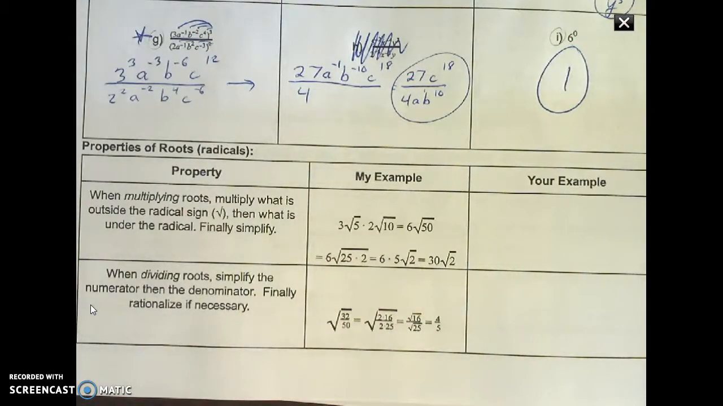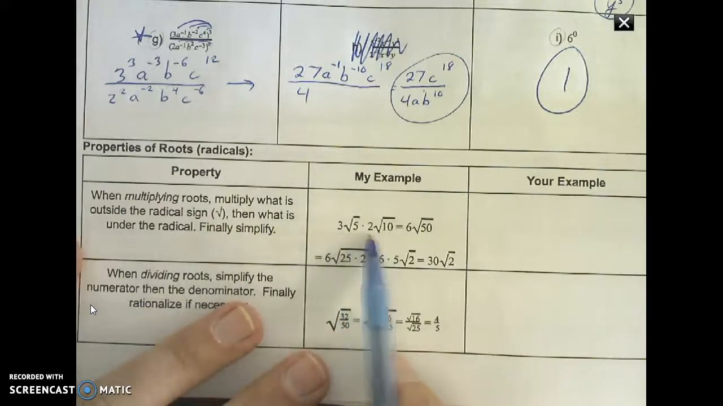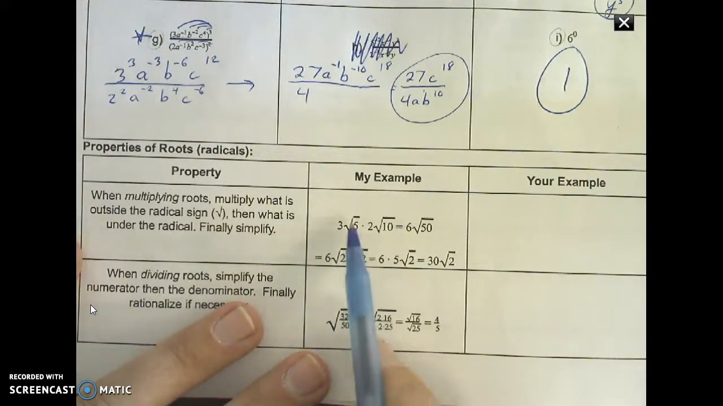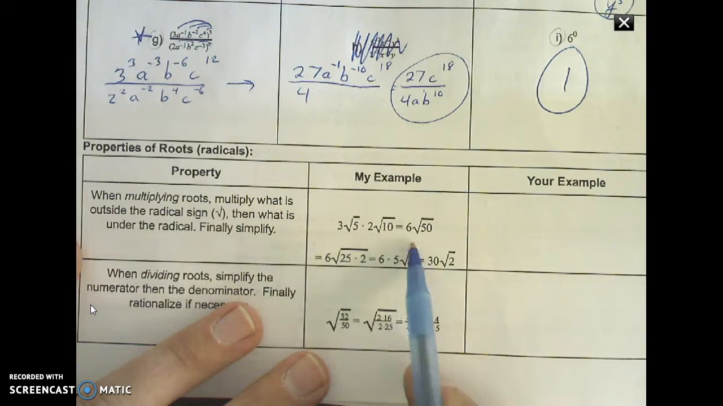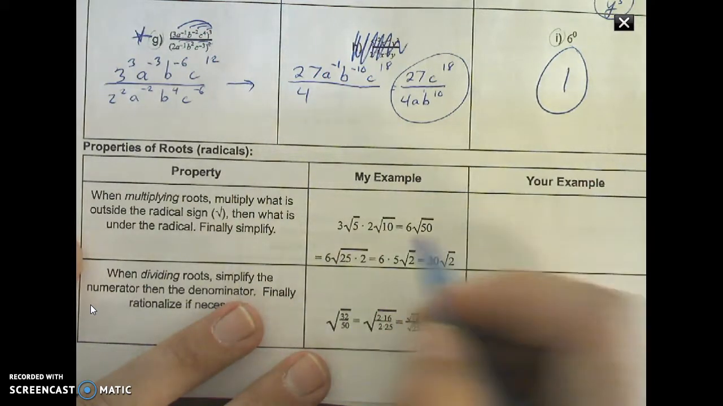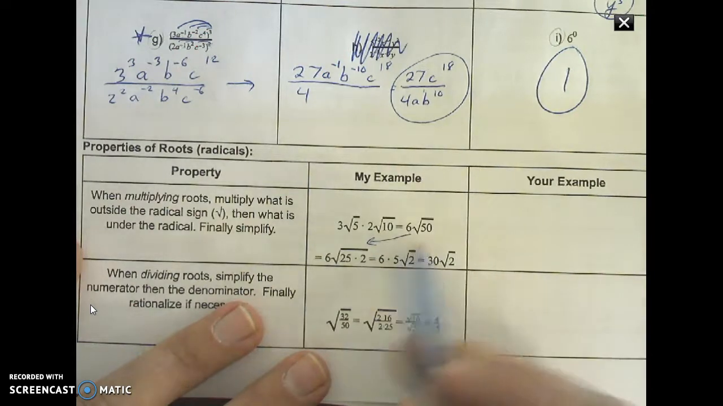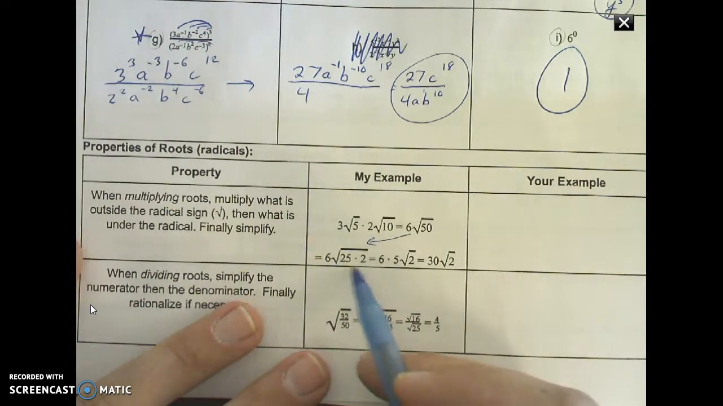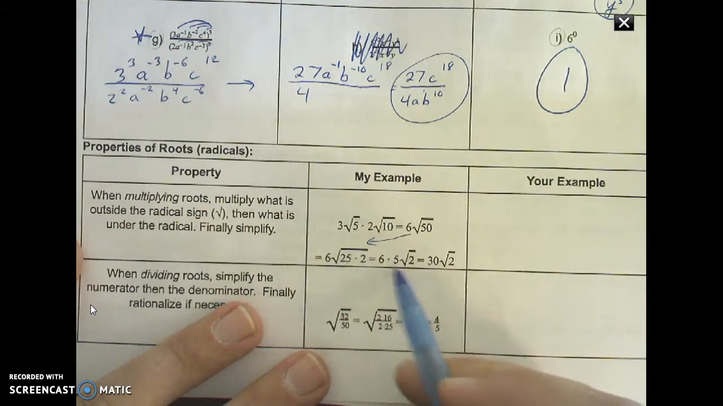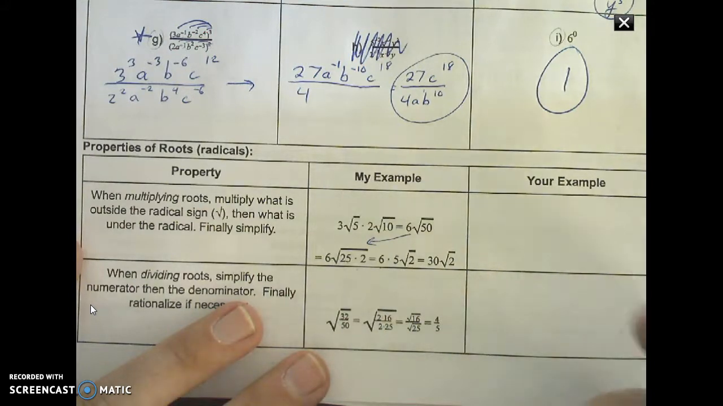We're going to take a look at now a little bit more things with square roots, and then we'll kind of roll from there. When multiplying roots, multiply what is outside the radical sign, then what is under it. So finally simplify. 3 root 5 times 2 root 10. Okay? You can multiply the 3 and the 2 together to get 6, the 5 and the 10 together to get root 50. And then they show this example down here. They broke down root 50 to be root 25 times root 2. The root 25 becomes 5. Multiply these together. Boom, you got it.